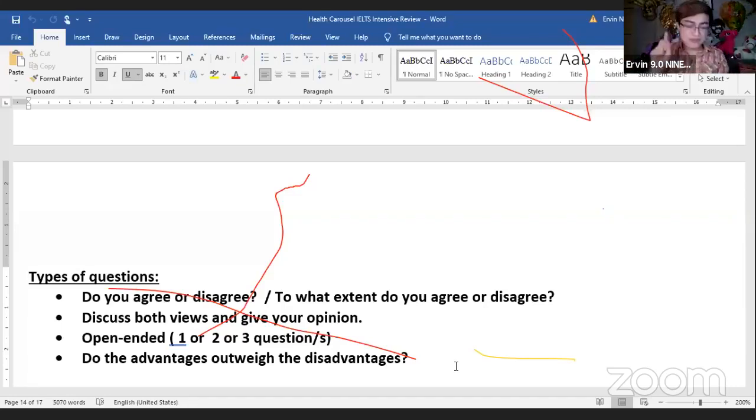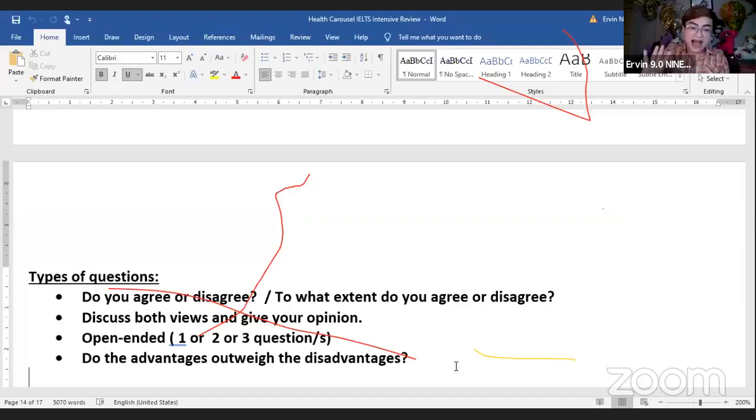So, the first one, agree or disagree. Sometimes the exact question is, to what extent do you agree or disagree? The second type of question, discuss both views. The third one, open-ended. Now, how do you know that it's open-ended? Usually, if you don't see agree or disagree, if you don't see discuss both views, that's what we call an open-ended type. So for open-ended, sometimes you get to see what are the reasons, what are the causes, what are the effects, what are the solutions, what are your recommendations. Those are the typical questions for open-ended.